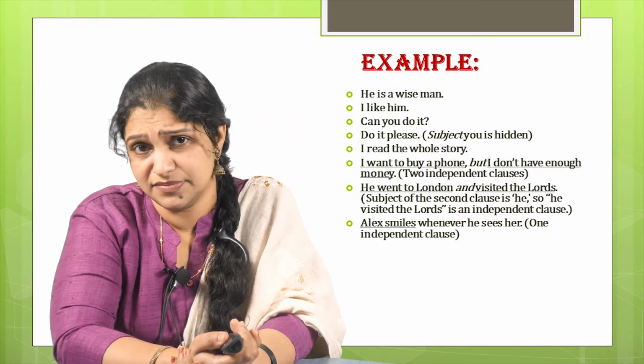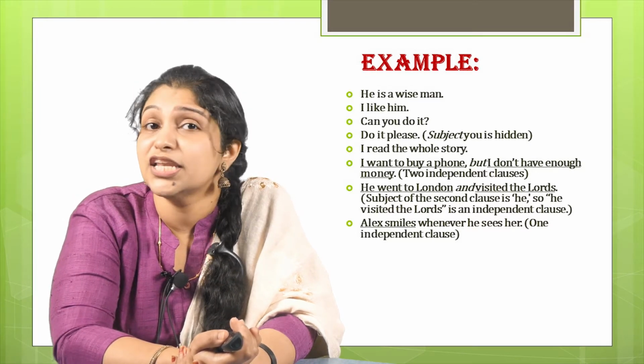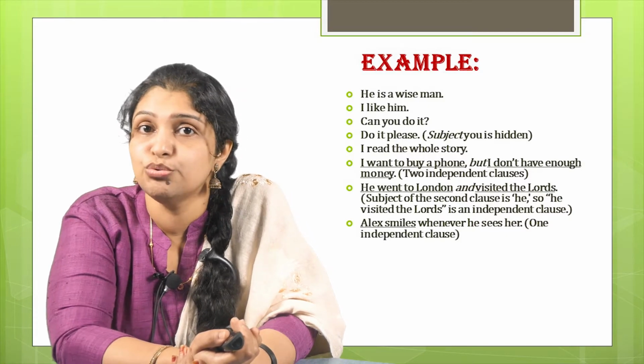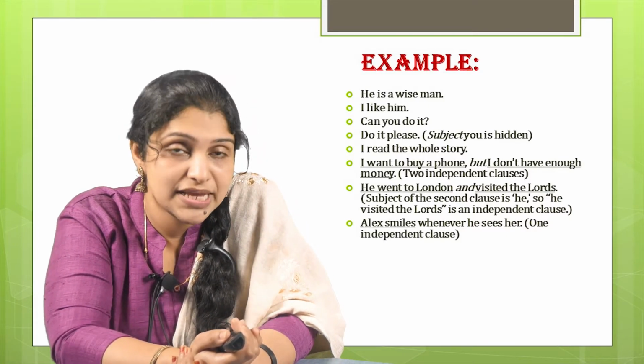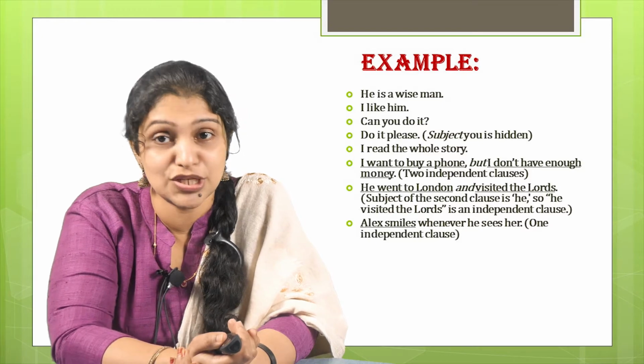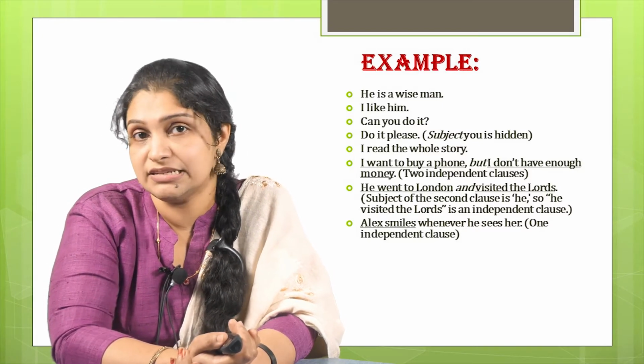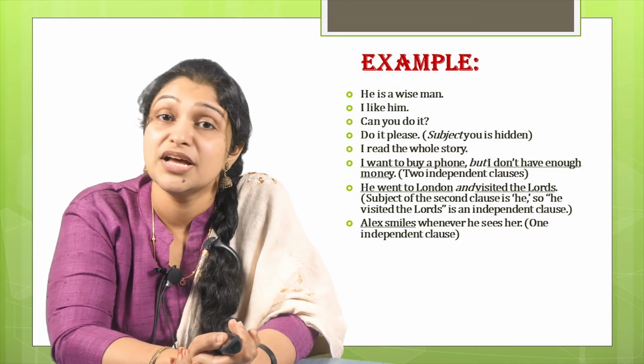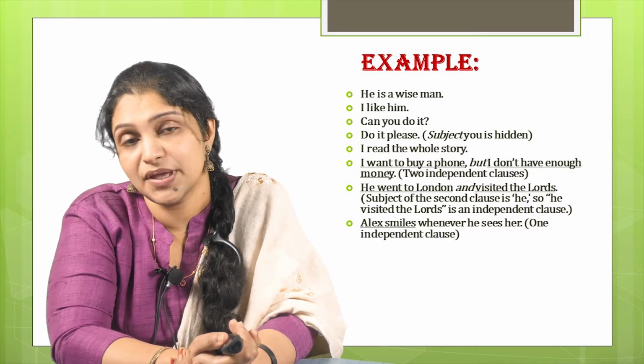Can you do it? Do it, please. And in "do it, please," you can see the subject "you" is hidden. "Do it, please" means you have to do it. You, do it, please. But "you" is hidden, but the verb "do" cannot be hidden. It should be distinguishable. It should be noticeable because it's a clause.